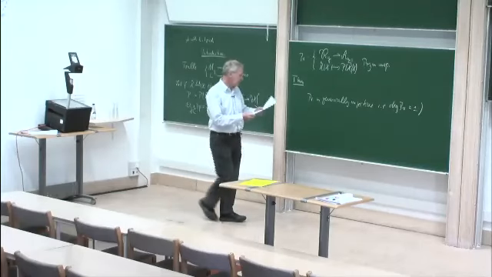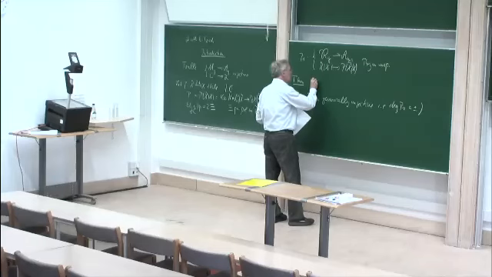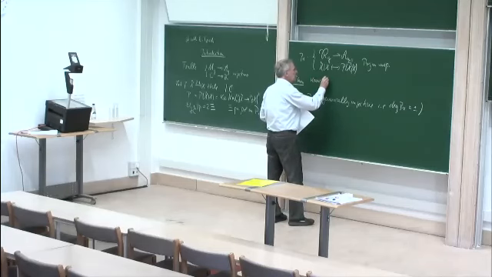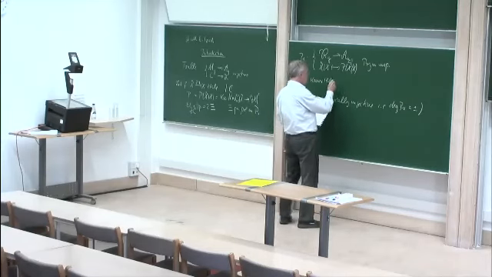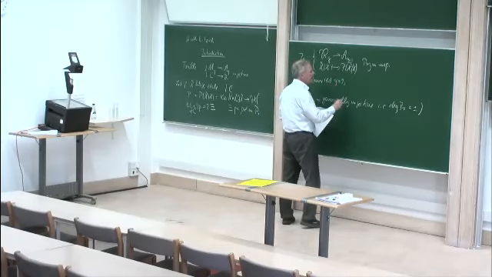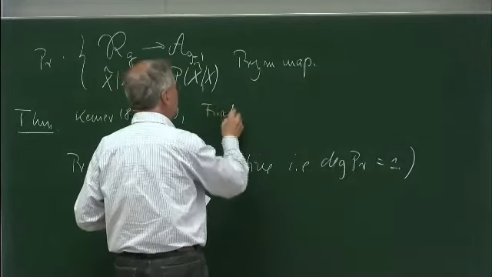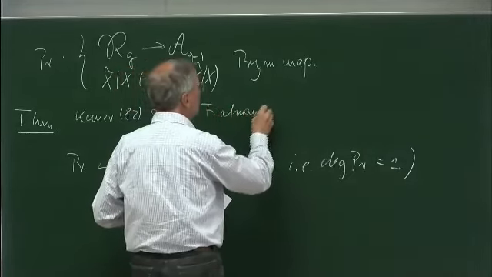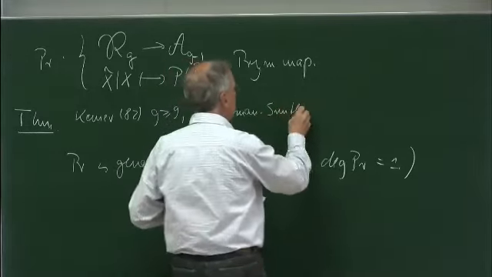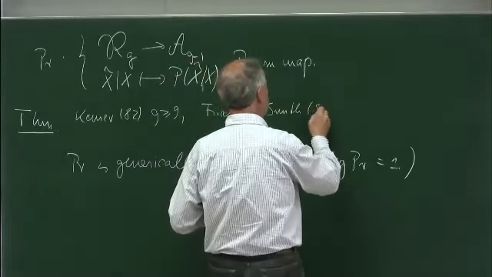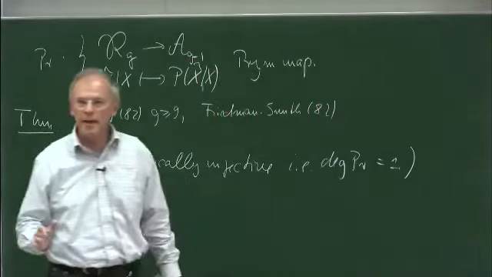This theorem has many proofs. Actually, maybe I should write it down. Kanev in '82 proved this for g greater or equal to 9. Then Friedman-Smith at the same time proved this also in '82. And both proofs were non-constructive.